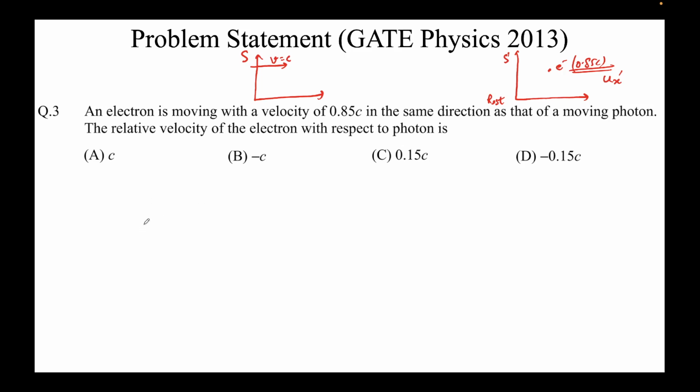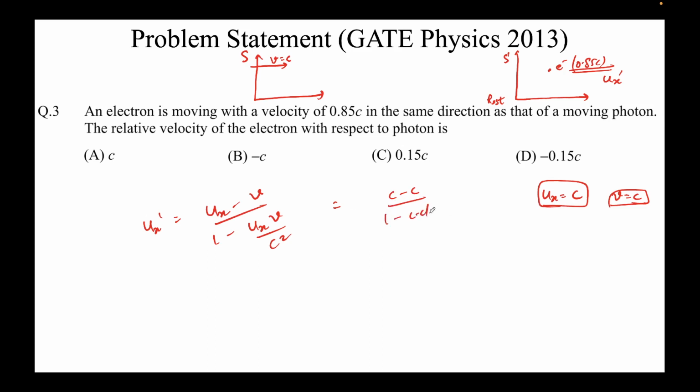If I remember the formula, it was (ux minus v) upon (1 minus uxv over c square). Let's just keep it. So ux is c, that's the first photon, and v is also c, and we need to find the speed of a photon with respect to another photon. So I see (c minus c) upon (1 minus c into c over c square). You are getting 0 over 0 form. That's what you were saying, right?